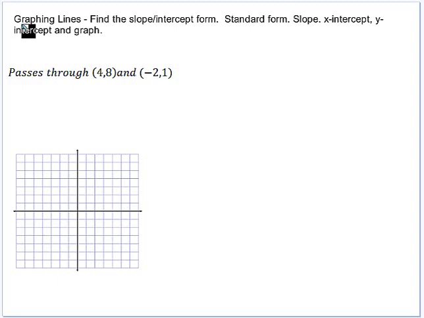Welcome to Algebra 2 reviewing for our first semester final exam. This topic is on graphing lines, finding the slope-intercept form, standard form, slope, x-intercept, y-intercept, and then the graph.